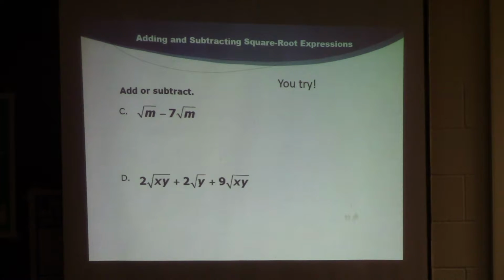Now here, let's look at C. So I have radical M minus 7 radical M. All right, so do my indexes match, for starters? Yes, so the little number on the shelf is 2. Okay, now, do my radicands match? Yes.